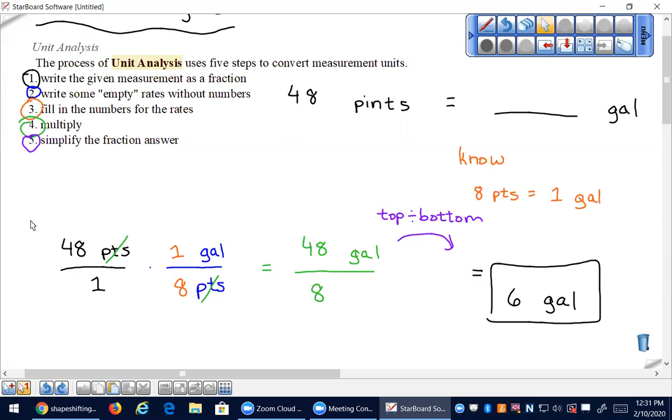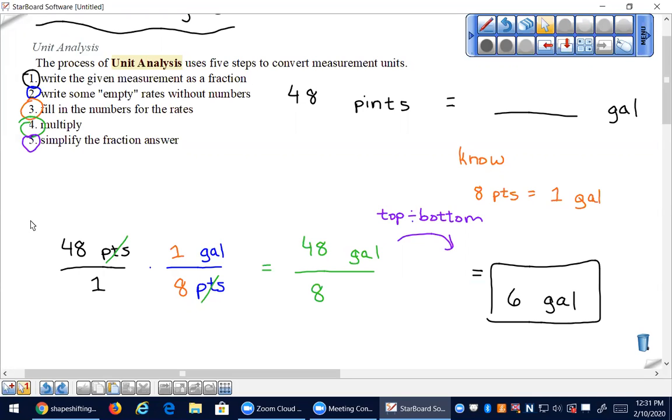So writing all this is a little bit more writing than before, but it does make it nice and foolproof. I don't have to worry, am I dividing and then multiplying? As long as the labels cancel, it's going to put the 8 on top or bottom where it should.